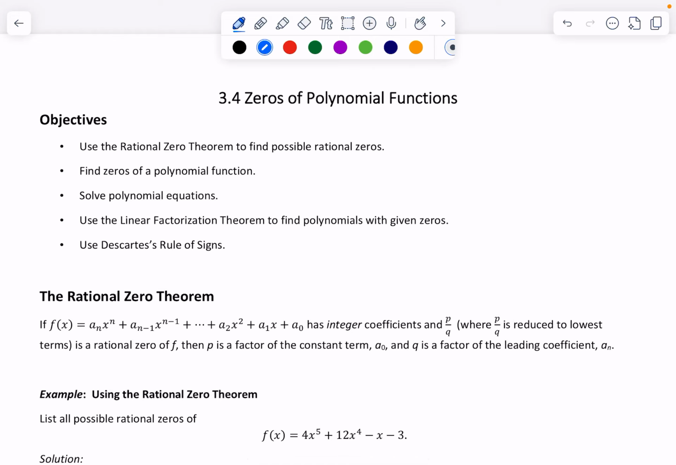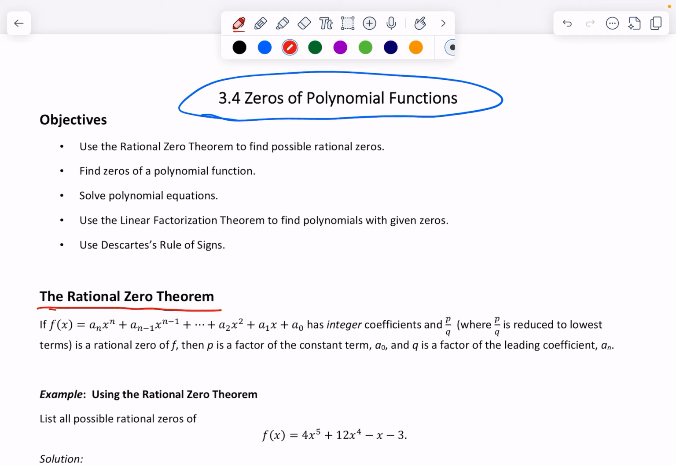Hello. So, lesson 3.4 is talking about zeros of polynomial functions. And just like always, feel free to pause the video and/or send me any questions that you might have. So, again, zeros are the same thing as the roots or the solutions. So, we're going to go ahead and look at the rational zero theorem.